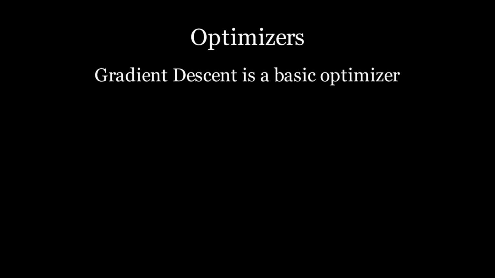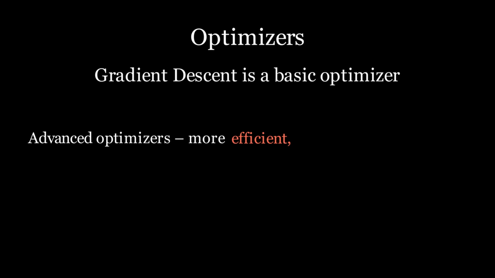Now let's talk about the term optimizer. An optimizer is the component that updates the model's parameters based on the computed gradients. Gradient descent itself is a basic optimizer, but in practice, we often use advanced optimizers. They are algorithms that improve on gradient descent by making the updates more efficient, adaptive, and stable. These optimizers help models train faster, converge better, and escape tricky situations like saddle points or local minima, as I mentioned before. Let's look at some examples of popular optimizers.